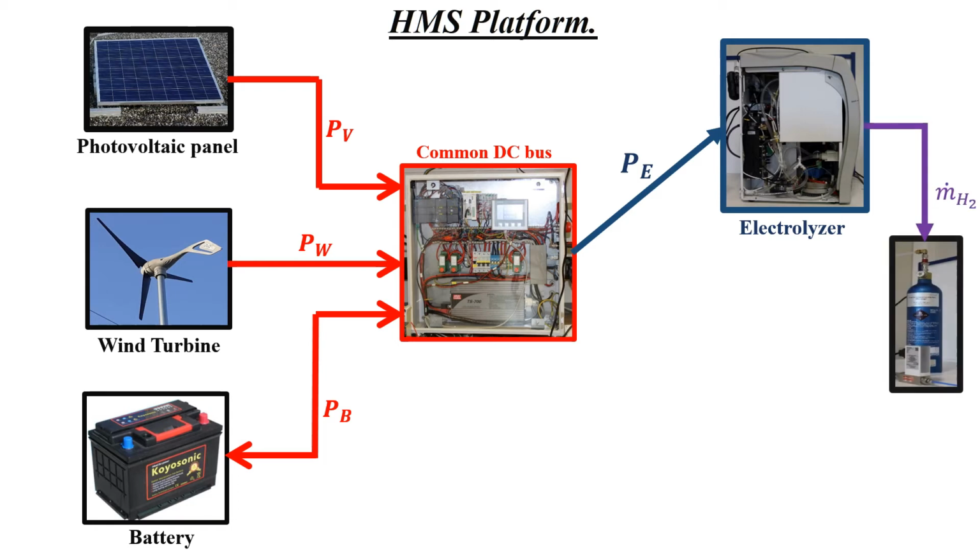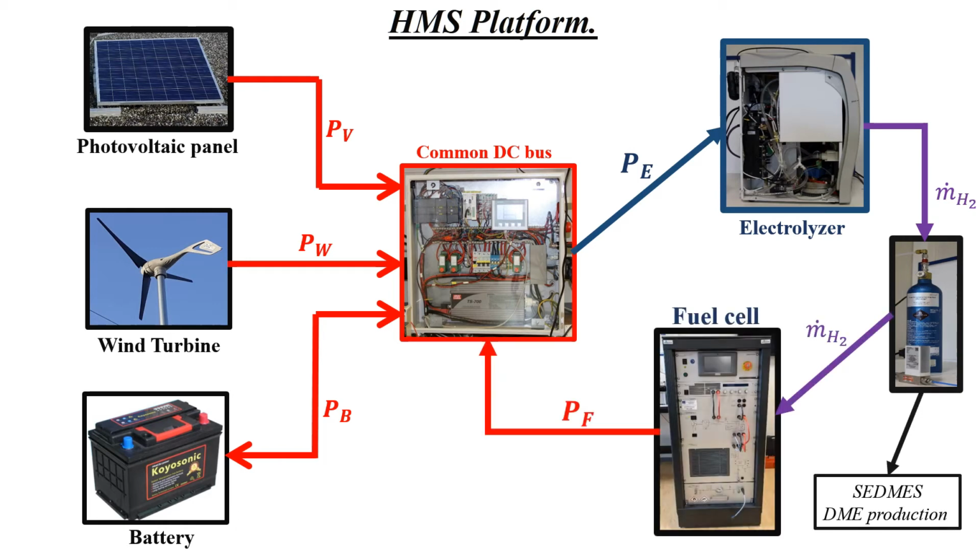The produced hydrogen can be used for several applications, such as for producing DME using the said MES process or supplying the fuel cell to generate electricity.